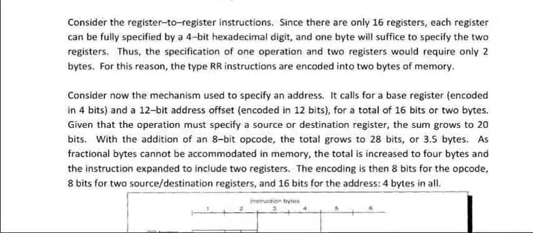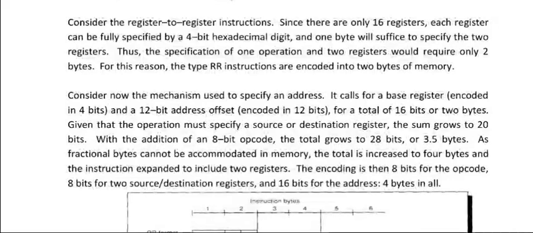Consider the mechanism used to specify an address. It calls for a base address, which is encoded in 4 bits, and a 12-bit address offset encoded in 12 bits, for a total of 16 bits or 2 bytes. Given that the operation must specify a source or destination register, the sum grows from 16 to 20 bits.